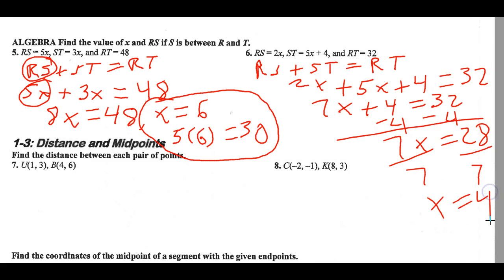But don't forget the second part of this. We also are supposed to find RS. So I found x is 4. RS is just 2x. It's right up here. So 2 times 4 is 8.